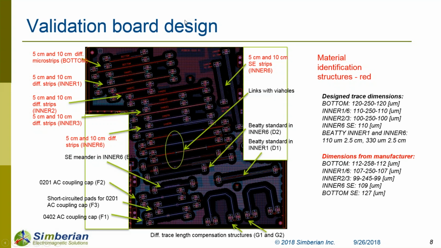So this is the validation board design. Traces in red are used for material identification. The validation board contains traces on the bottom, inner 1, inner 3, and inner 4. And we assume that inner 4 and 5 have the same properties because we could not put all these traces on the board. The board also contains other connectors for evaluation. The traces that are marked with black are used for validation of the material models and to see how far we can go with our geometry adjustments.